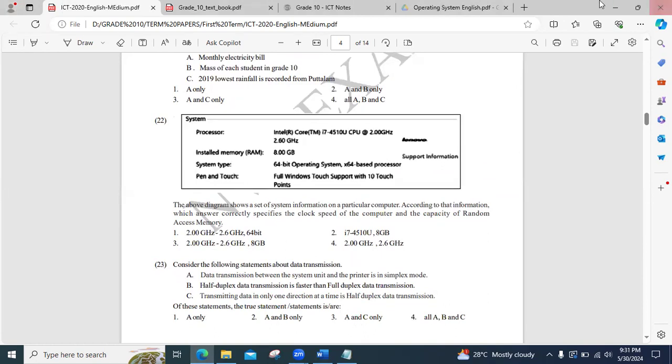So the clock speed is definitely 2 gigahertz to 2.6 gigahertz here, and the RAM capacity is definitely 8 GB. So the answer for 22 should be 3.